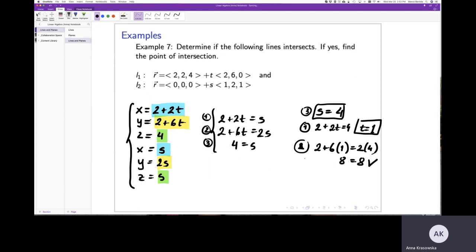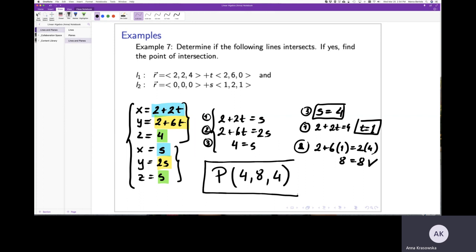So make sure you verify the third equation. Now when we know that there is a solution, s and t, we will plug them back into the first 3. We can replace t with 1. In this one, we replace s with 4, and we will have exactly the same answer. P will be equal to (4, 8, 4). Yeah, 4, 8, 4. And that's the point where those 2 lines intersect.